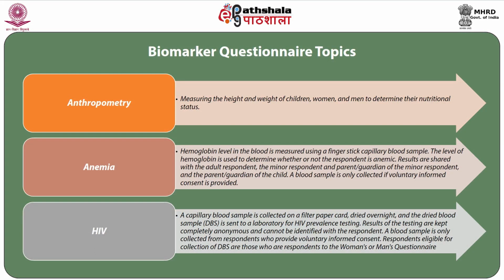The biomarker questionnaires contain information on the following topics: anthropometry, measuring the height and weight of children, women, and men to determine their nutritional status; anemia, where the hemoglobin level in the blood is measured using a finger stick capillary blood sample. The level of hemoglobin is used to determine whether or not the respondent is anemic.